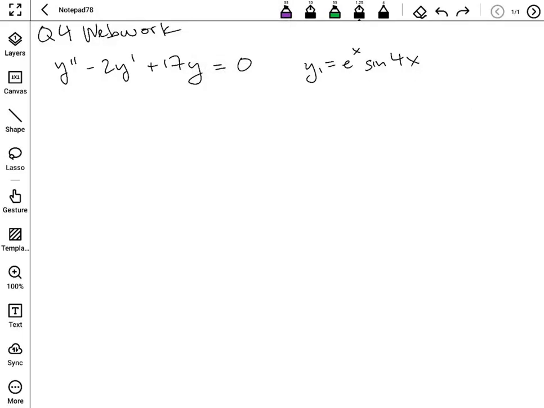Okay, so here's the problem that we have, and it's a reduction of order problem. We know that because y1 is given and we're trying to find y2.